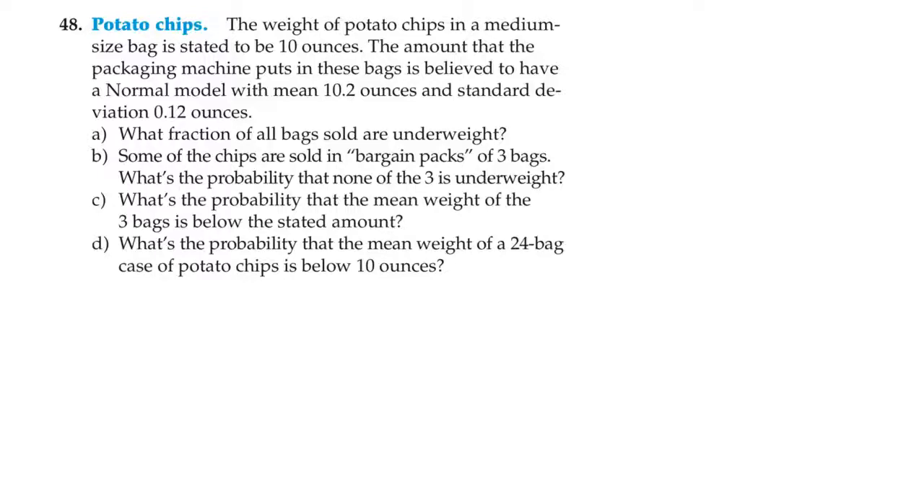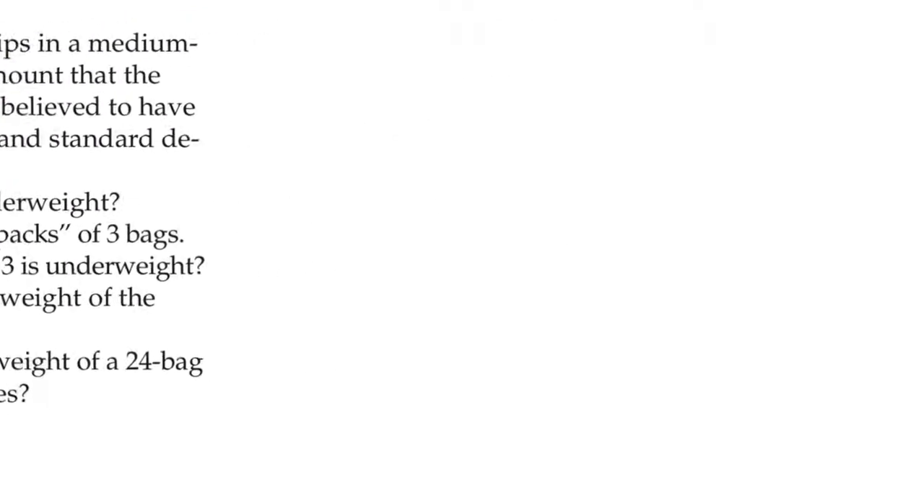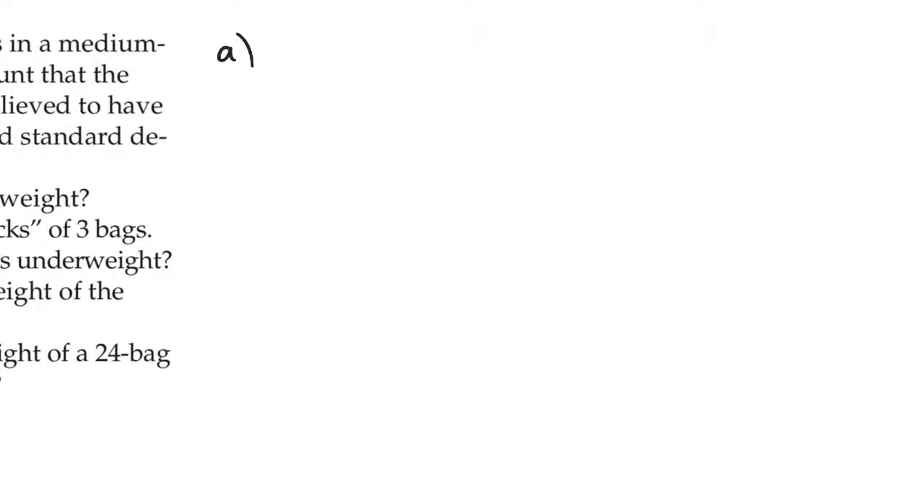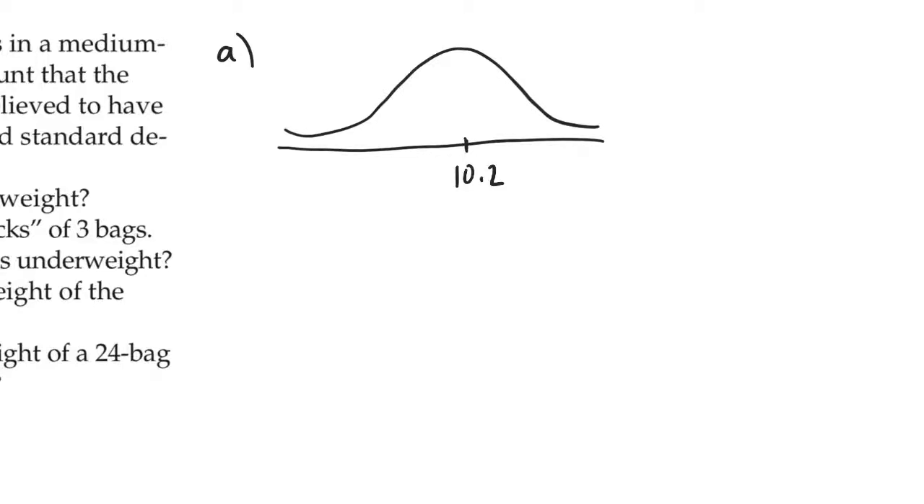Walk into the factory and grab a bag off the production line and test it out. What percent would I expect to be underweight? So we have to explore that idea. If I'm going to look at underweight things, for part A, underweight, let's draw out the distribution. They tell us that it's normally distributed. What's the center of this group? It's 10.2 ounces.